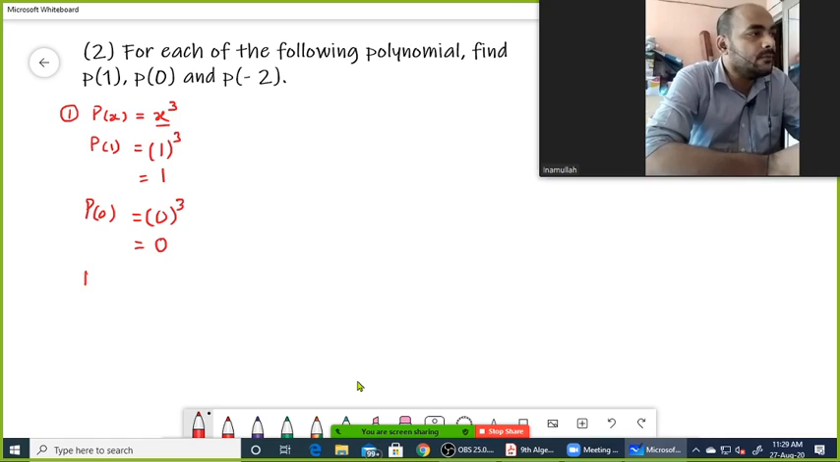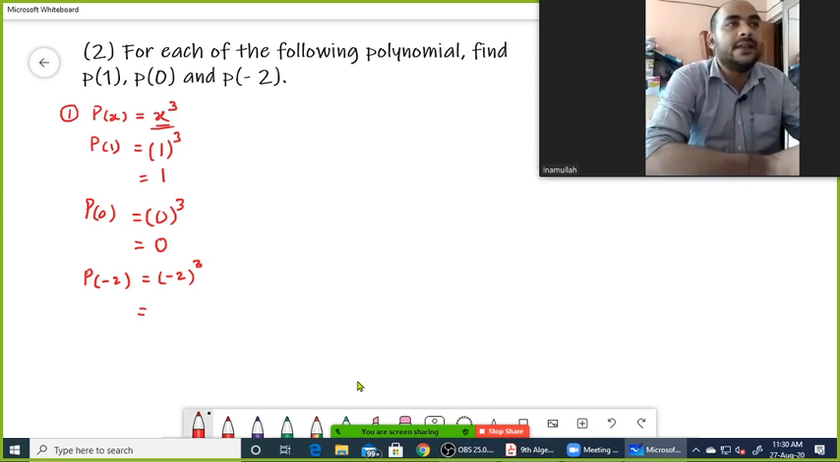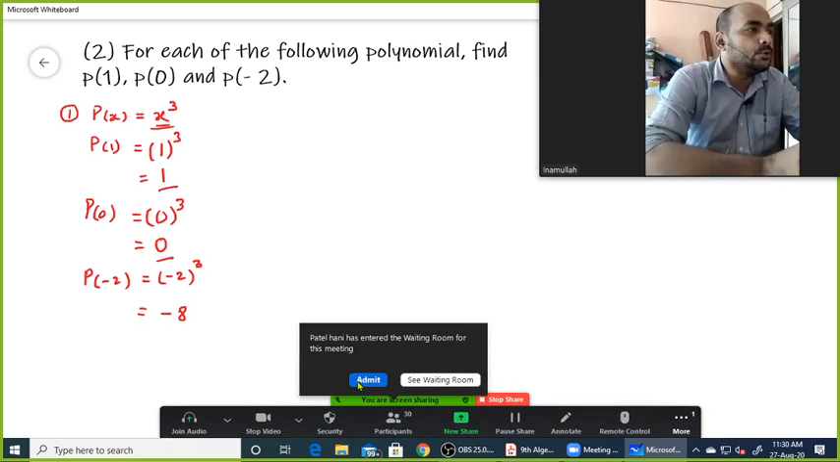And the third value we need is P minus 2. So for P minus 2, in the place of x we can substitute minus 2. Here we have x cube, so I'll take minus 2 cube. So 2 cube is 8. Since it is cube, the cube of a negative number will remain negative. So minus 2 cube will give you minus 8. So these are the values. P1 is 1, P0 is 0, P minus 2 is minus 8.